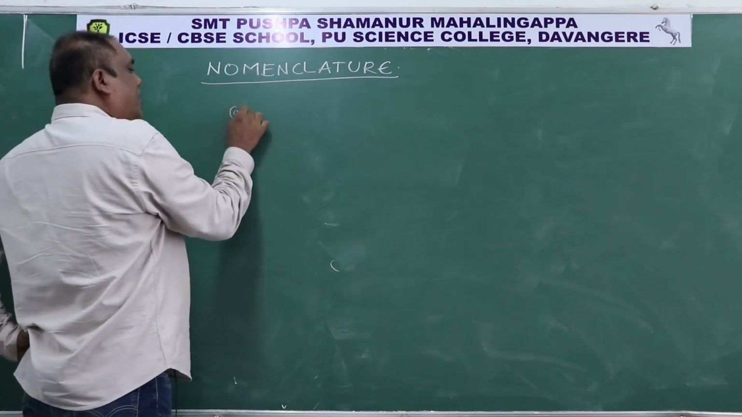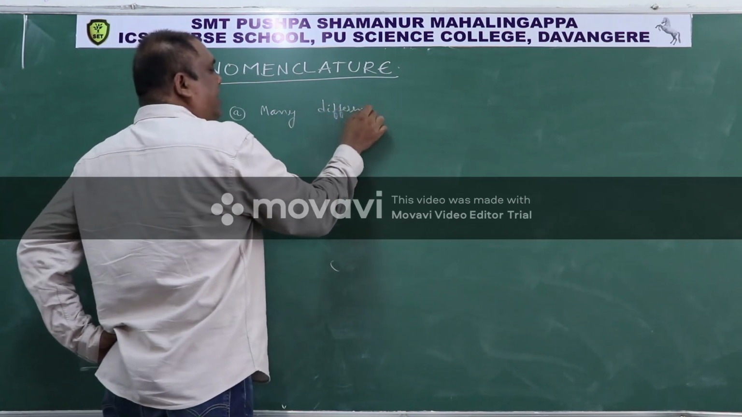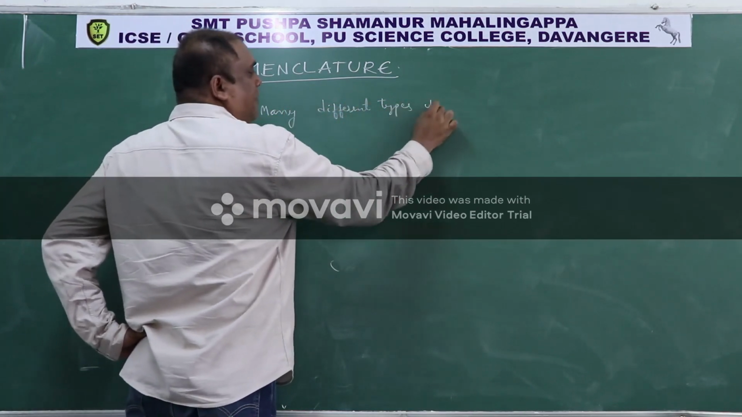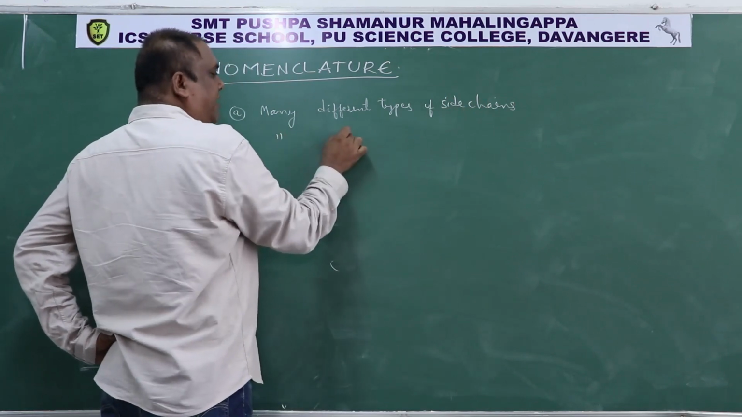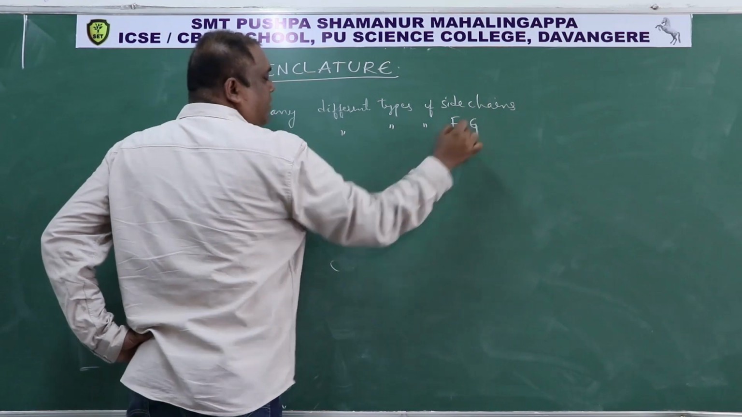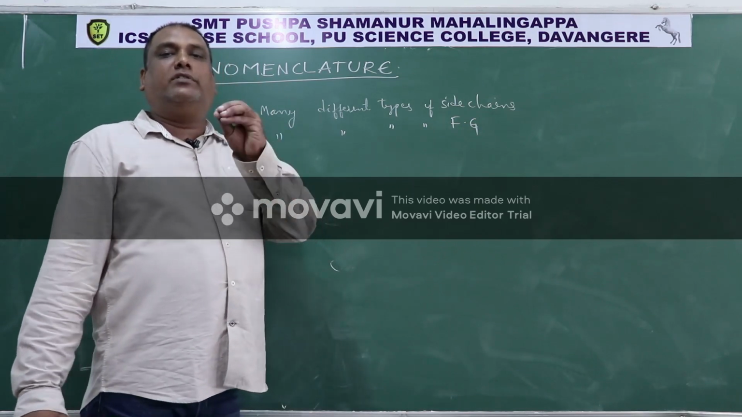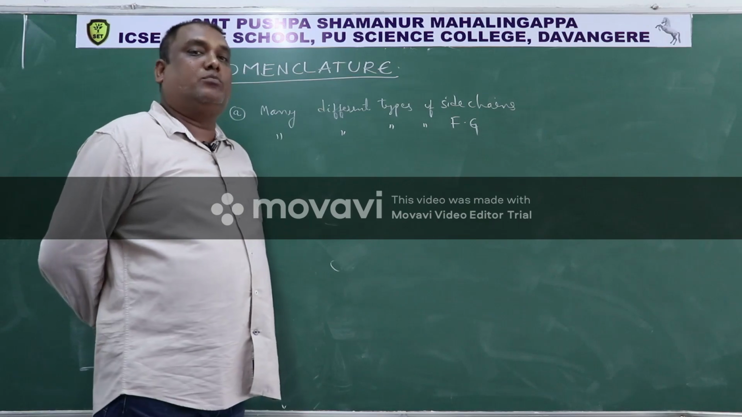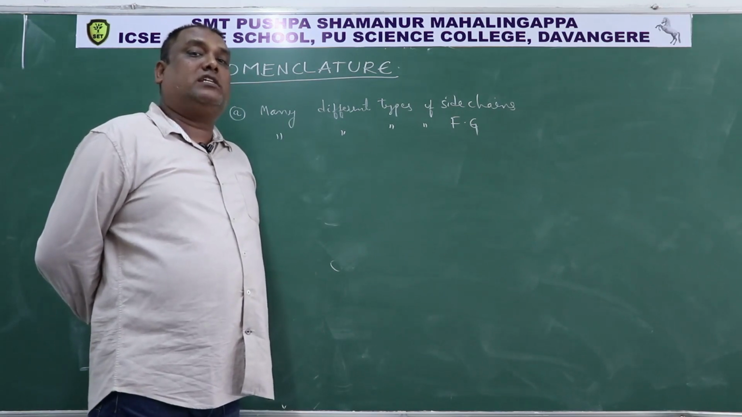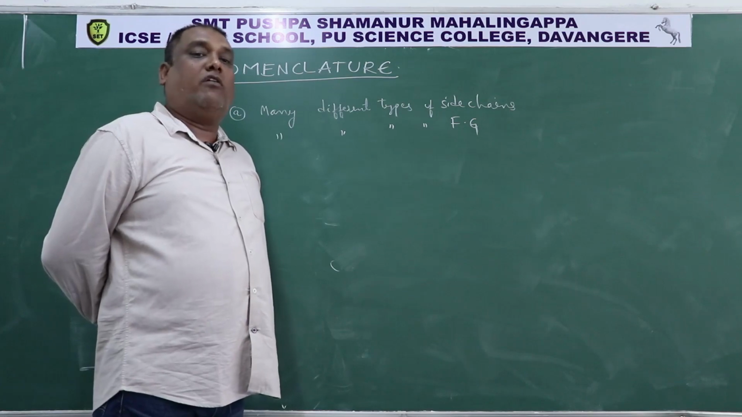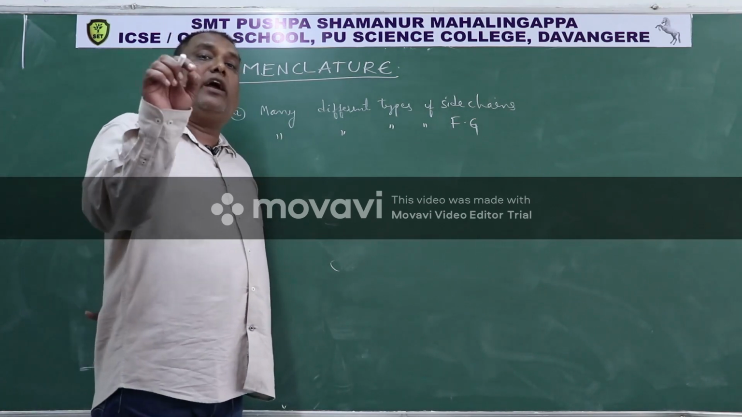Now suppose the organic compound has many different types of side chains and many different types of functional groups, then how should you give numbers to the carbon atoms of the main chain? When many functional groups and many side chains are there, we have to see the group of highest priority. The group of highest priority should get the lowest number, and the main chain should contain that group of highest priority.